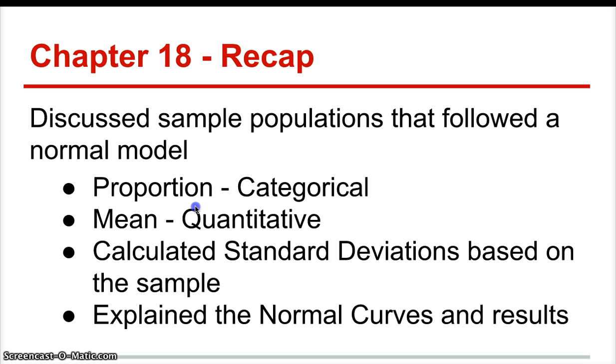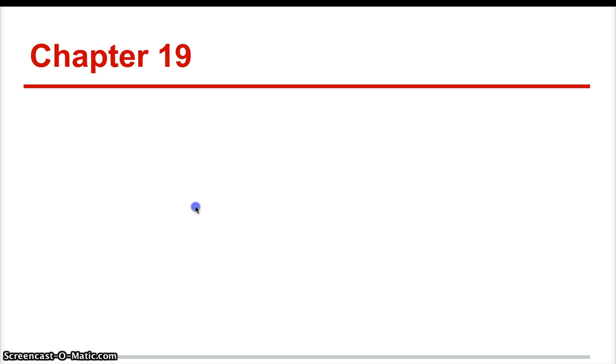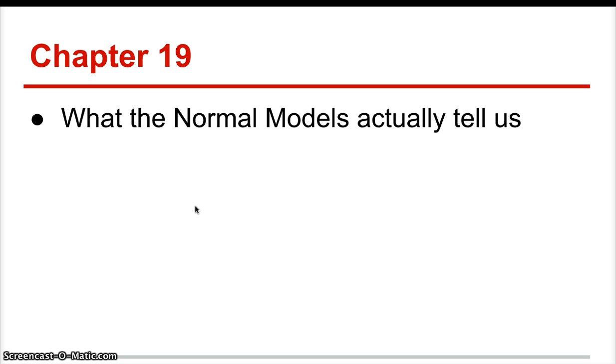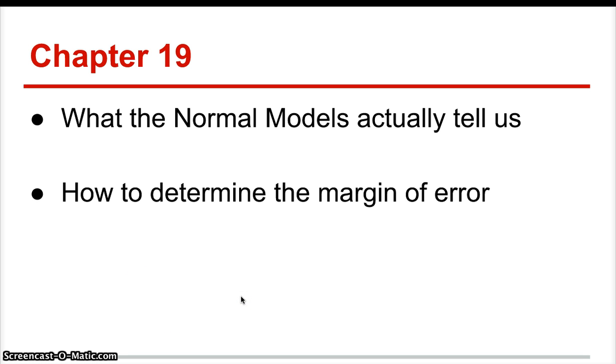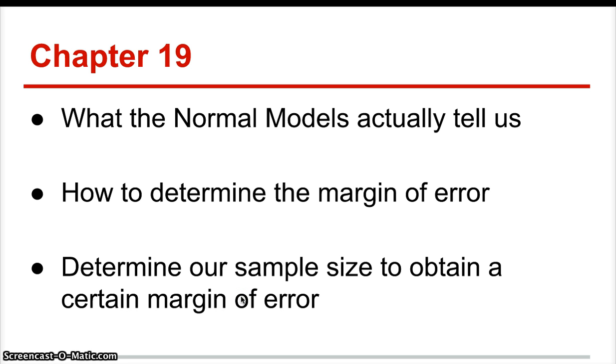So what's going on with chapter 19? For 19, we're going to find out what it actually does tell us and what we can actually state without making assumptions or leaving stuff out. We can actually say what it is. We're going to be able to determine what the margin of error is, and we're also going to be able to determine the sample size needed to obtain a certain margin of error. So if I only want a 2% margin of error, we're going to be able to figure out what our sample size has to be in order to get that.